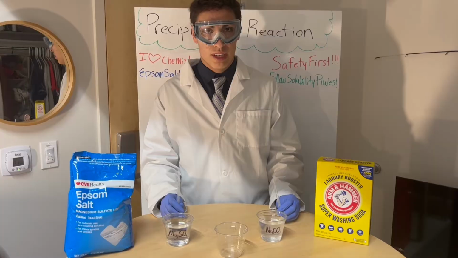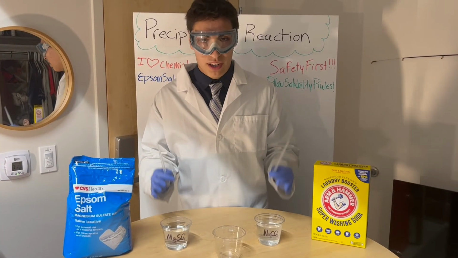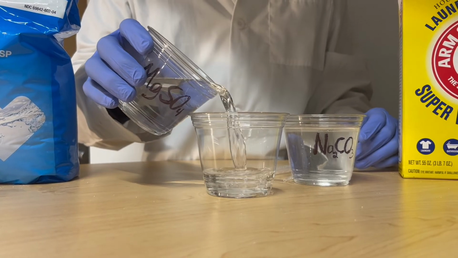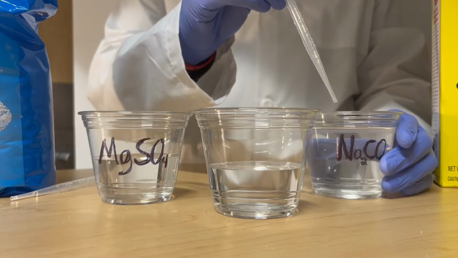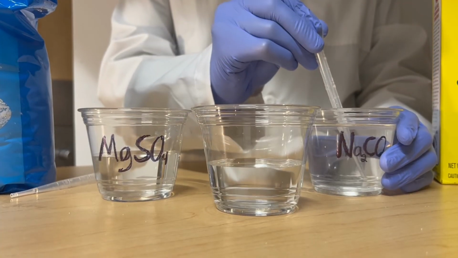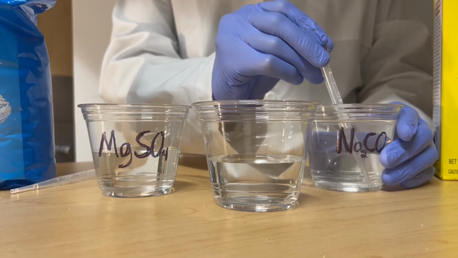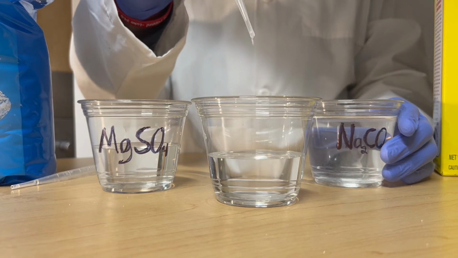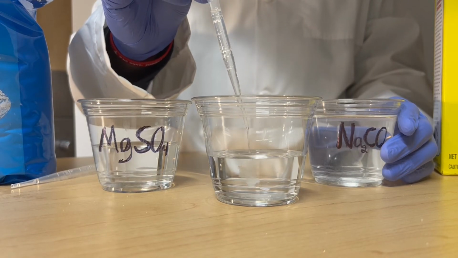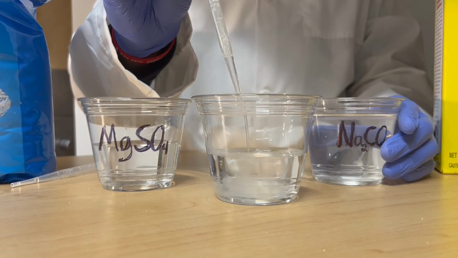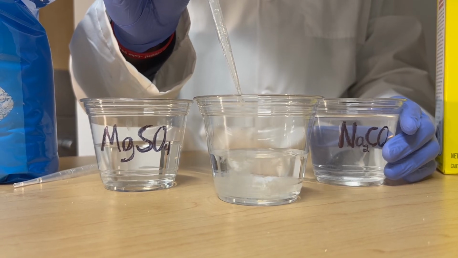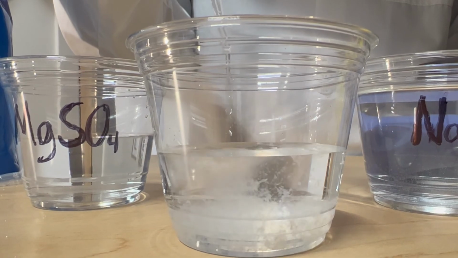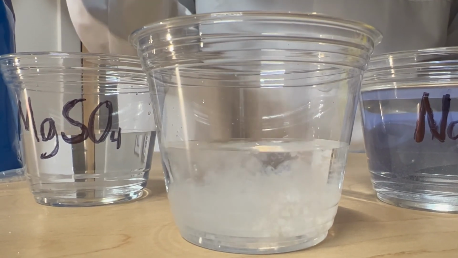Now let's get started. I've already diluted both compounds in water, and now we're going to mix them. First, I'm going to pour the Epsom salt into the mixing cup. Now I'm going to use a pipette and get sodium carbonate and put it into the cup with magnesium sulfate, and you should observe a white precipitant. As you can see, a white precipitant is formed when the two compounds mix.